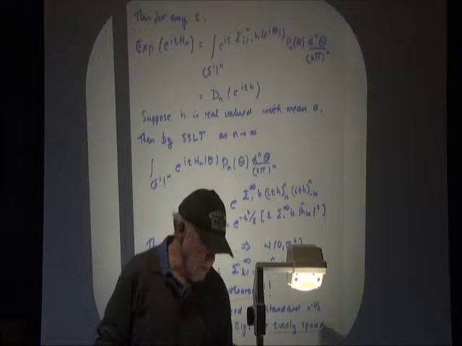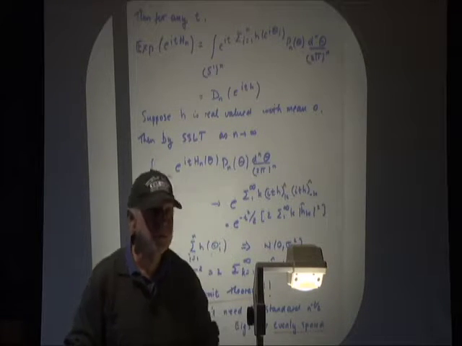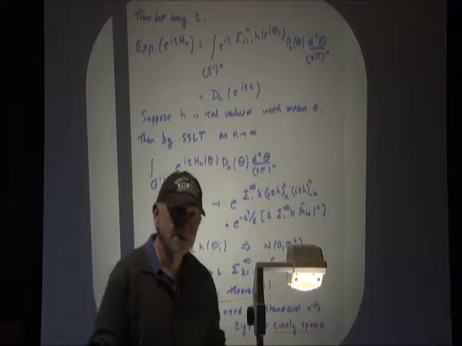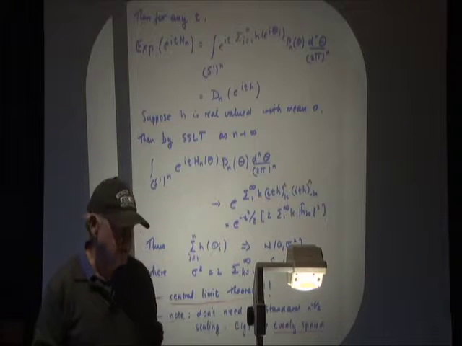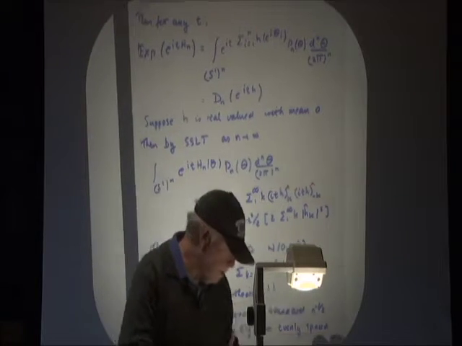Also, you notice there's no n to the minus half factor, and that's testament to the fact that the eigenvalues of a random matrix are very regularly spaced out. It's just a side piece of information.